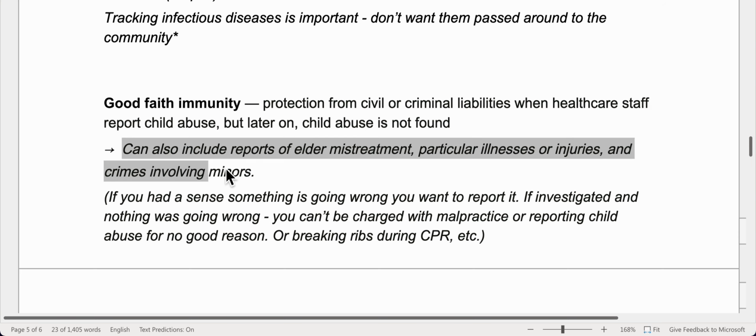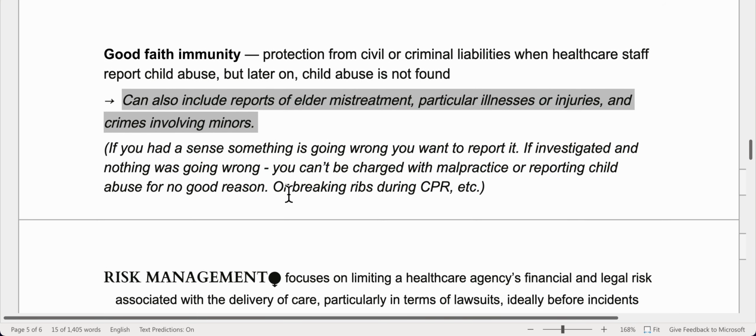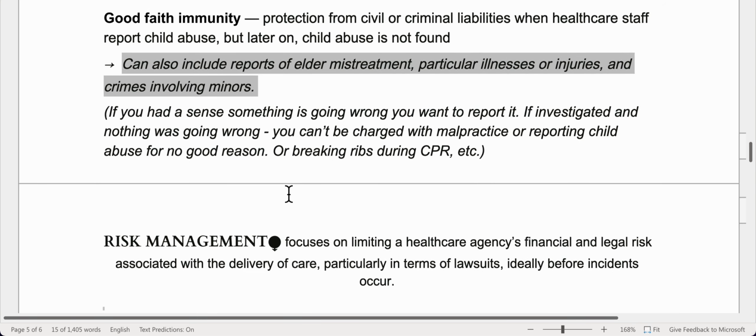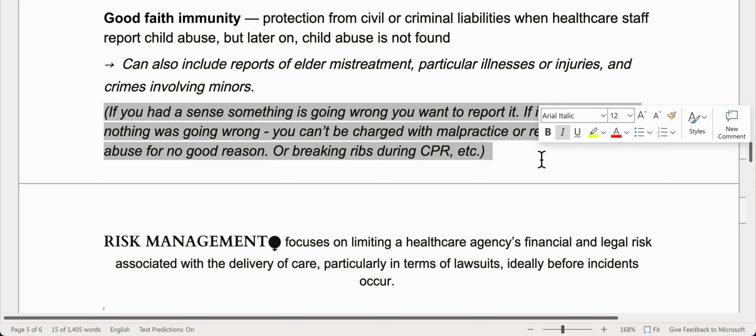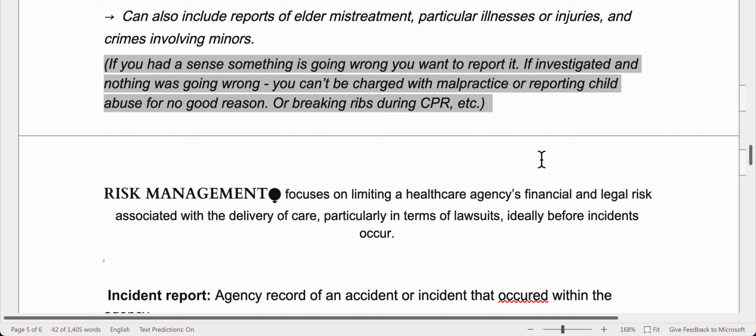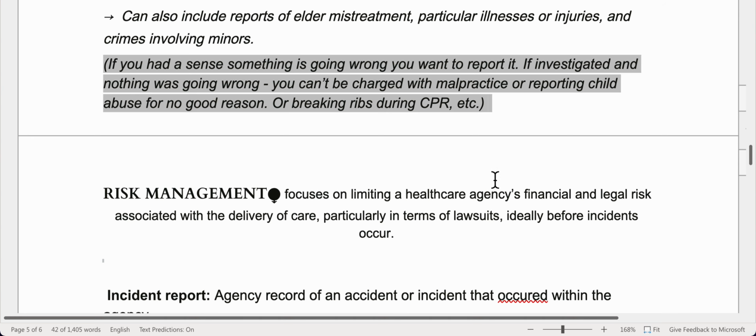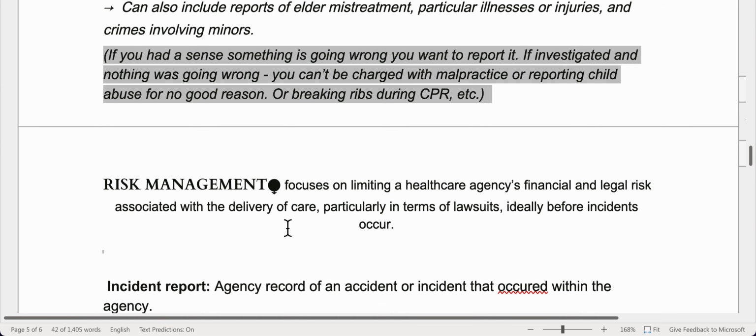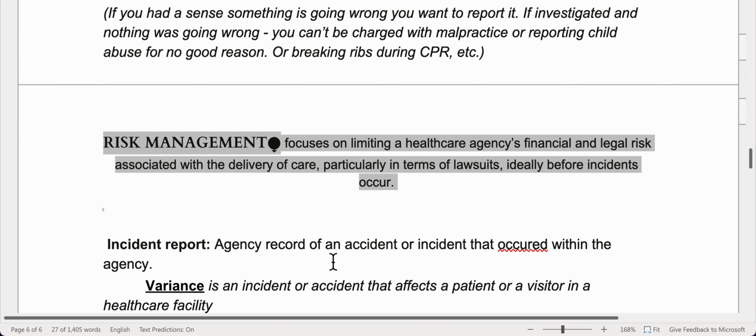Good faith immunity. Protection from civil or criminal liabilities when healthcare staff report child abuse, but later on, child abuse is not found. It can also include reports of elder mistreatment, particular illnesses or injuries, and crimes involving minors. If you had a sense something is going wrong, you want to report it. If investigated and nothing was going wrong, you can't be charged with malpractice or reporting child abuse for no good reason, or breaking ribs during CPR, etc.